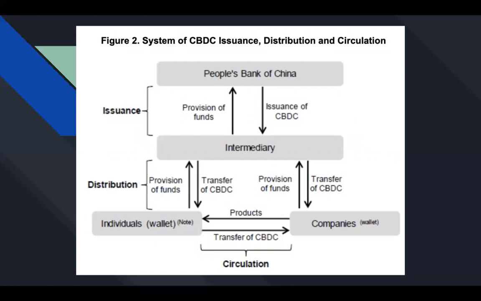Yeah, it's better. So I'm now going to present the CBDC issuance, distribution, and circulation scheme. Beginning with the individuals' wallets, which includes the exchanges of products between companies and individuals. It then goes to the distribution, which includes provision of funds and transfer of CBDC to the intermediary, which is issuing the provision of funds and issuance of CBDC to the People's Bank of China at the top of the pyramid. Next slide, please.